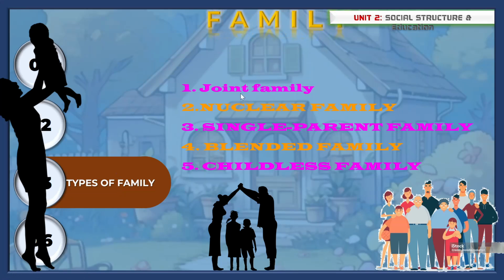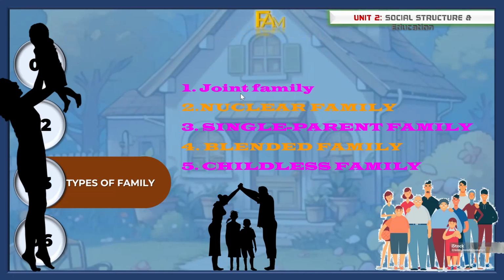First one is joint family. Joint family consists of multiple generations sharing a household. Found in traditional societies, it emphasizes shared responsibilities and collective decision making. The second one is nuclear family. Nuclear family comprises parents and their children living together. Common in urban areas, it promotes independence and close bonding among members but may lack extended support.